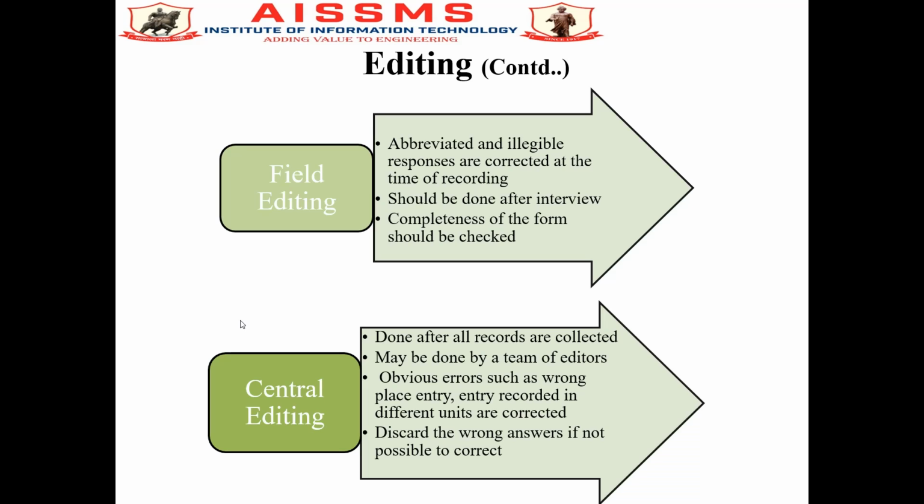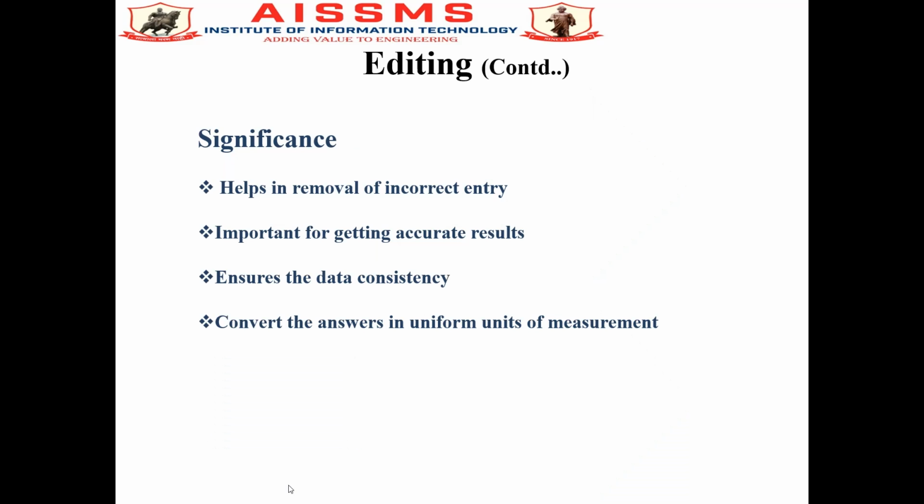There can be different types of editing, like field editing and central editing. In field editing, abbreviations and illegible responses are corrected at the time of recording. It should be done after the interview, and completeness of the form should be checked. Central editing is done after all records are collected, and it may be done by a team of editors. In central editing, obvious errors such as wrong place entries or values recorded in different units are corrected. It discards the wrong answers if it is not possible to correct them.